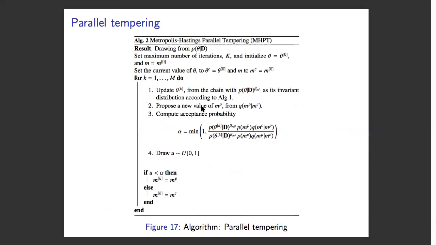Then you propose whether you want to swap between the replicas. So some of the solutions, let's say from replica 1, will be swapped with replica 2 in the canonical approach. And we are using the canonical parallel tempering approach for swapping.